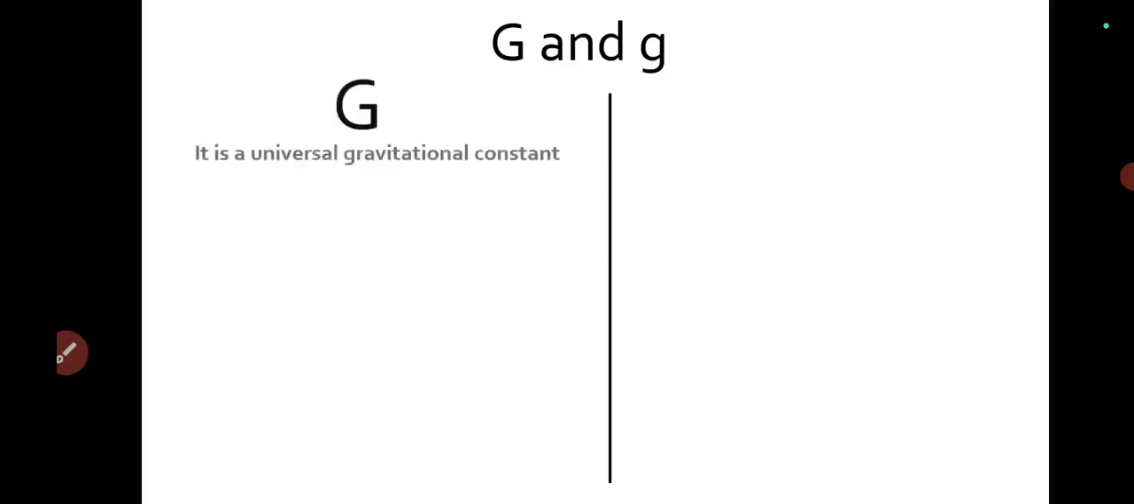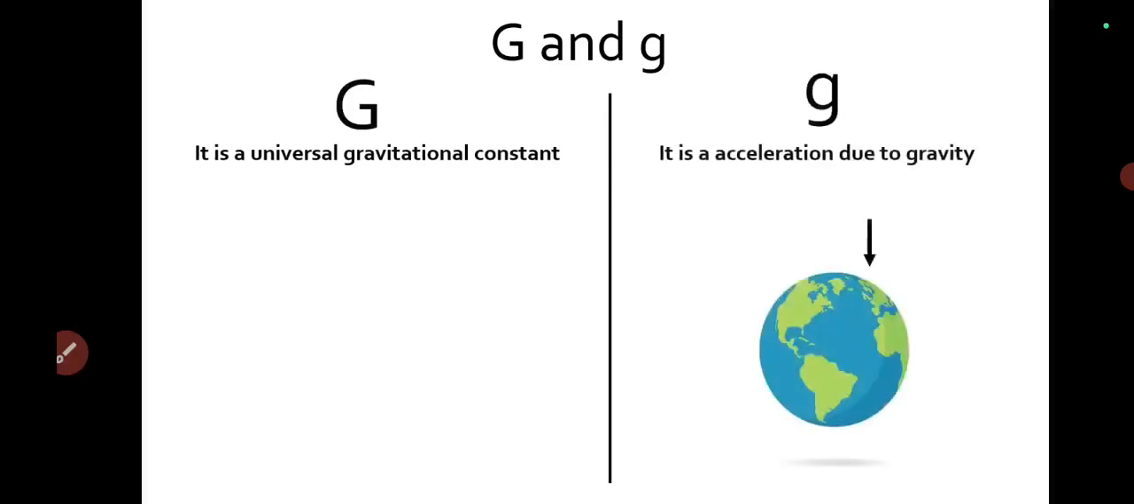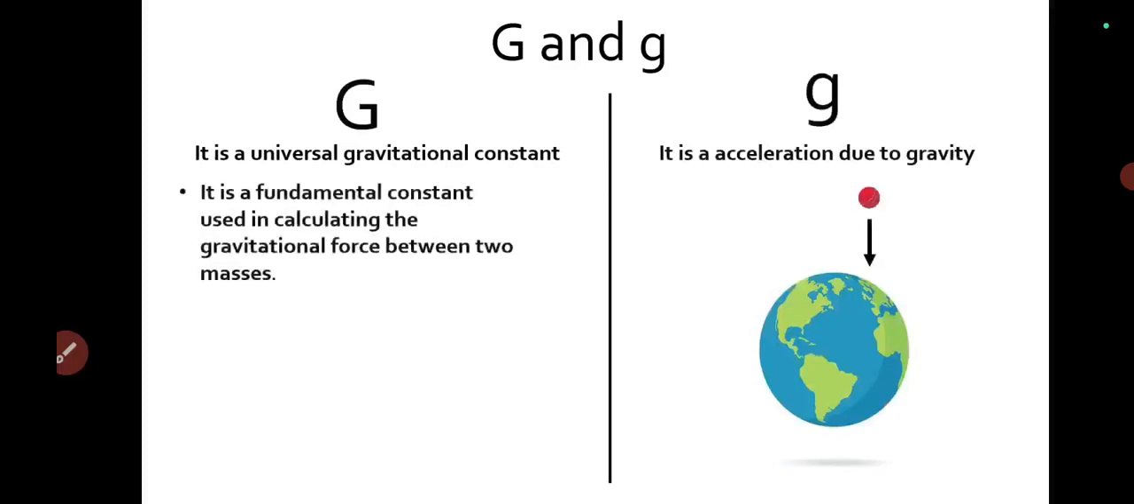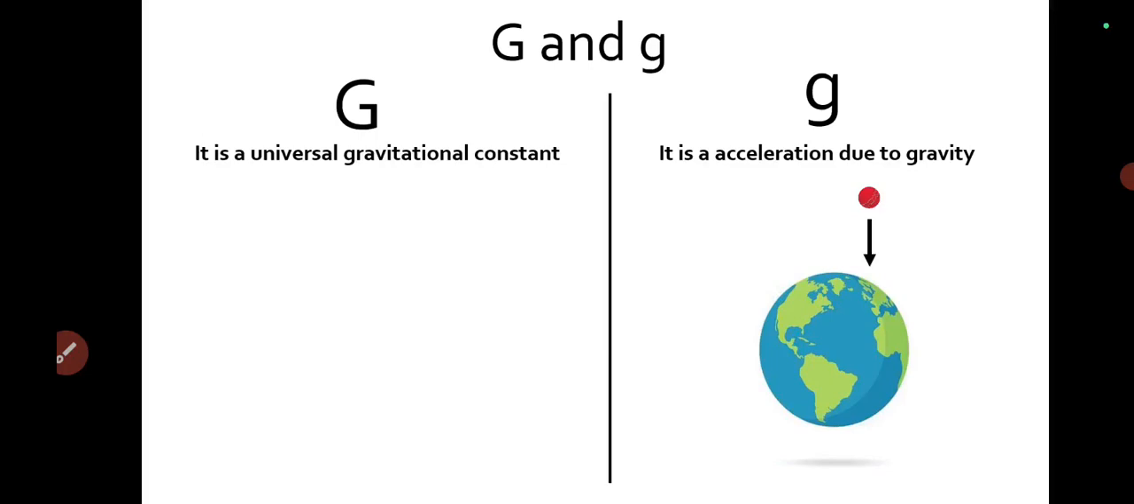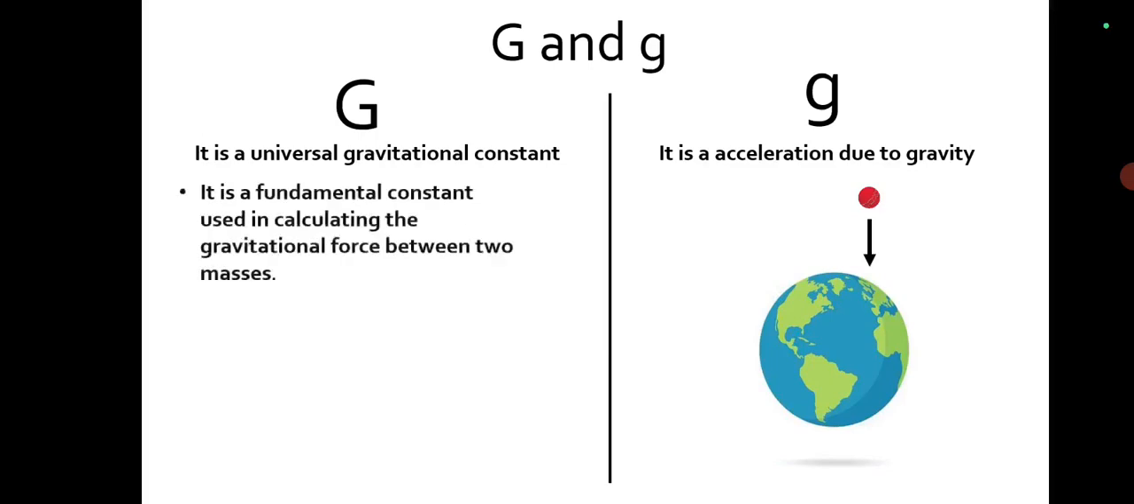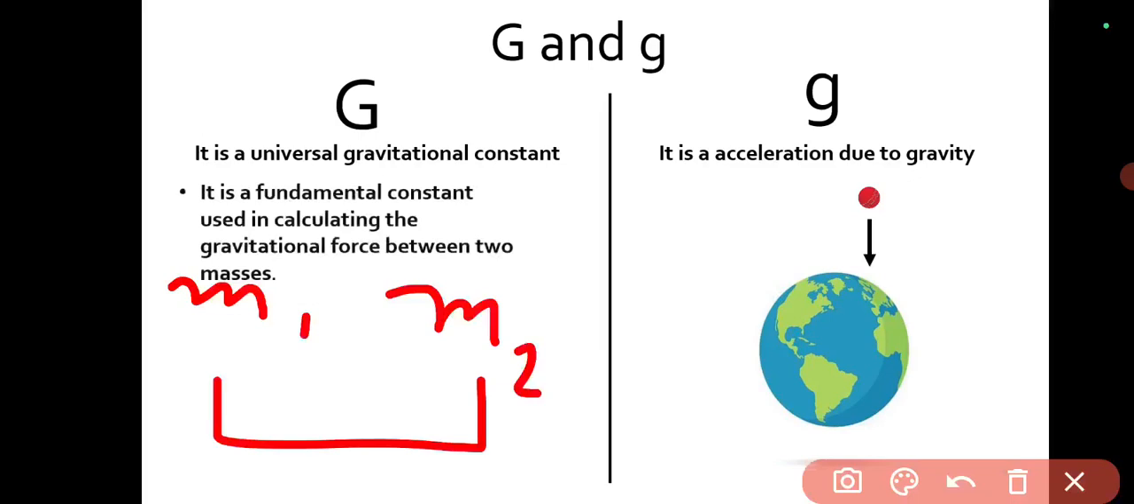Capital G is the universal gravitational constant, while small g is the acceleration due to gravity. Capital G is a fundamental constant used in calculating the gravitational force between two masses. Let's say we have masses m1 and m2. To find the gravitational force, capital G is required.